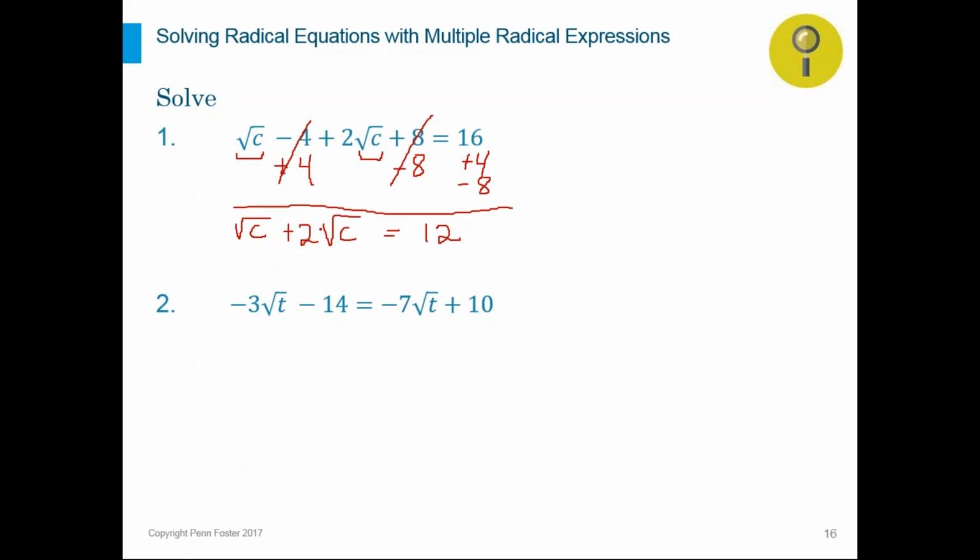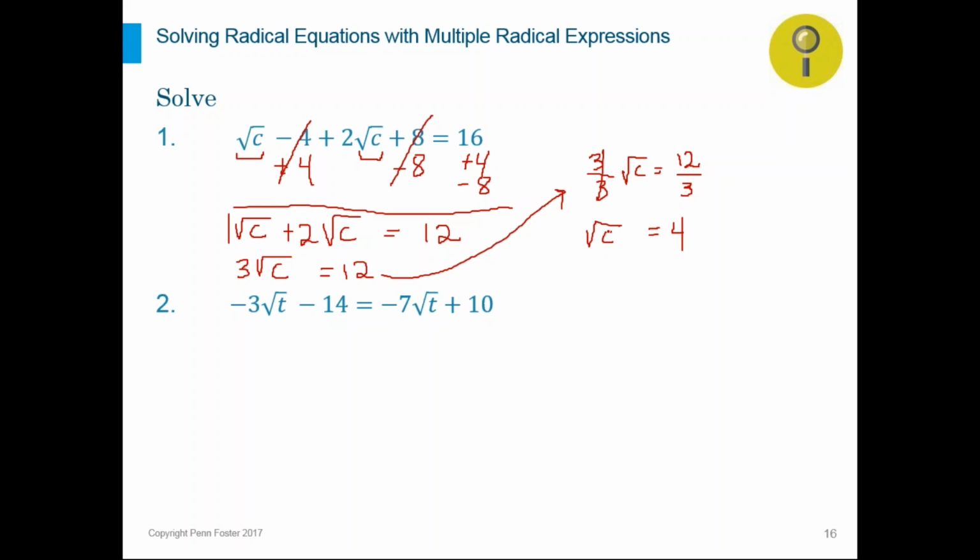And then I can combine those terms. 1 the square root of c plus 2 the square root of c is 3 the square root of c equals 12. Now I have it like a regular one that we have seen before. All I need to do is divide by 3 on both sides so I can isolate the radical expression. 1 the square root of c equals 4.